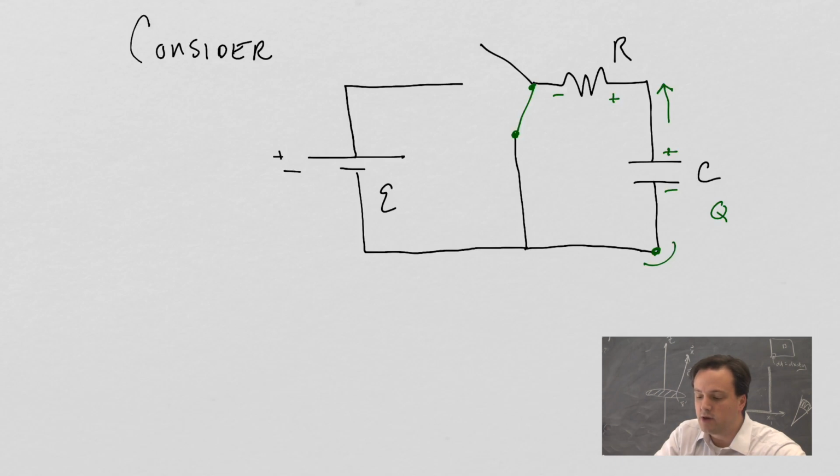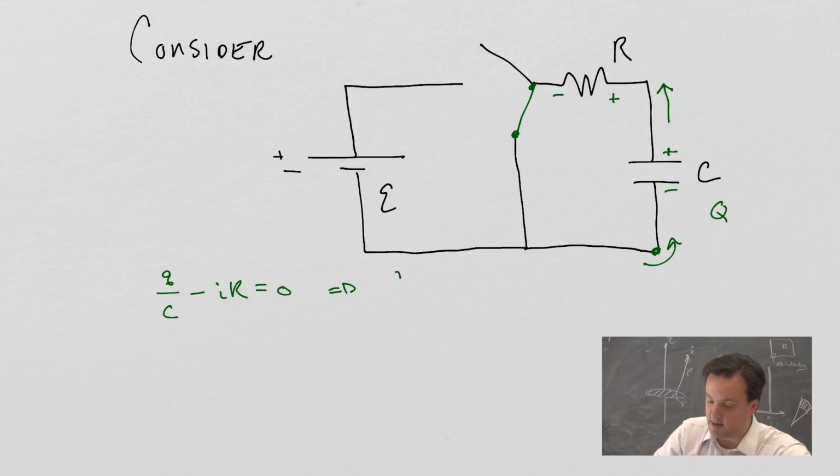I can employ Kirchhoff's loop rules. I'm going to start at the lower right-hand side, and I'm going to move counterclockwise through the loop. The first thing I hit is the capacitor, which has Q over C as its change of potential. Then I hit the resistor, which is going to drop the potential by I times R, which is equal to 0. Or if I want to eliminate the minus sign, I can say Q over C is equal to I times R.